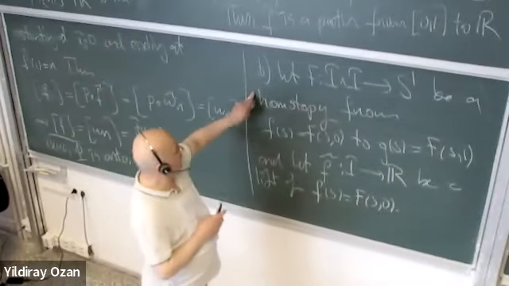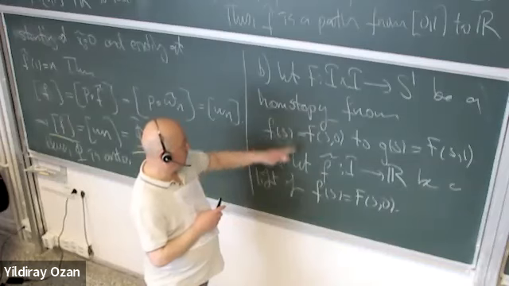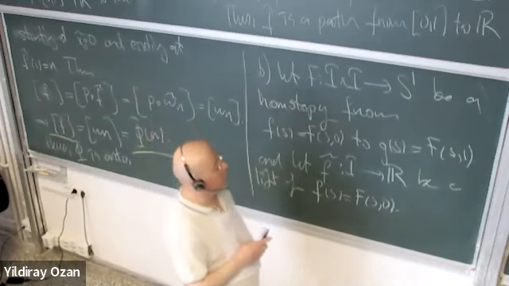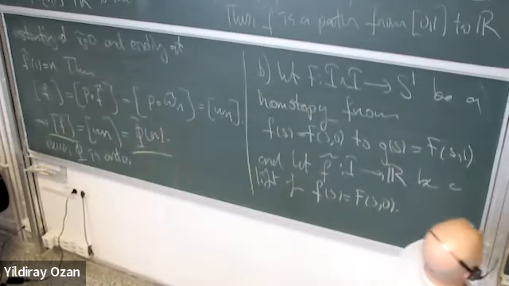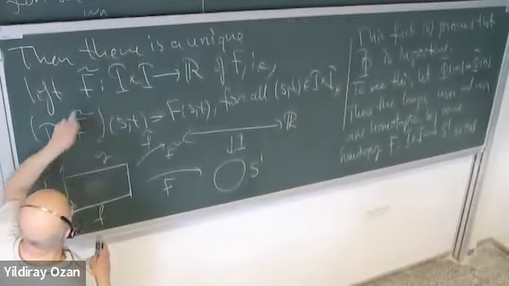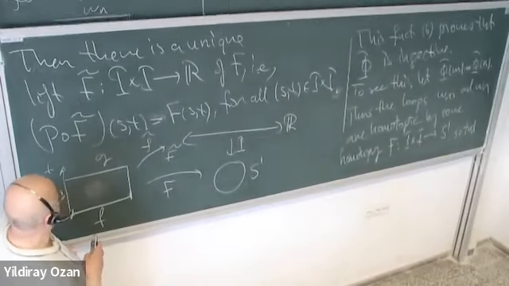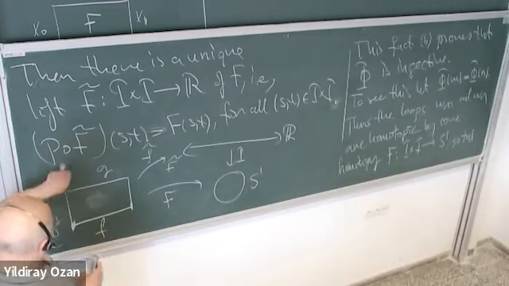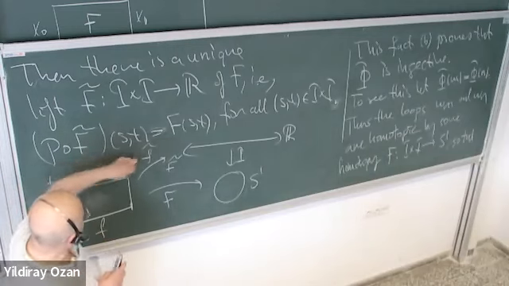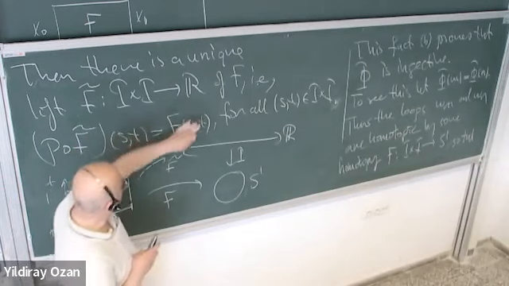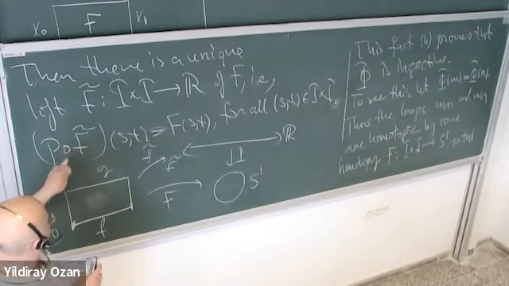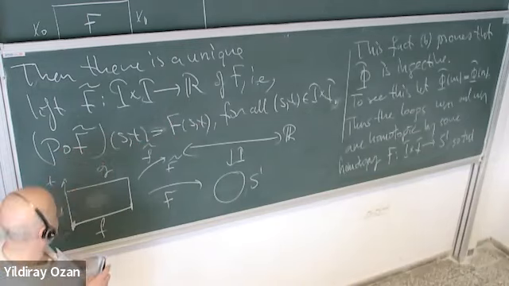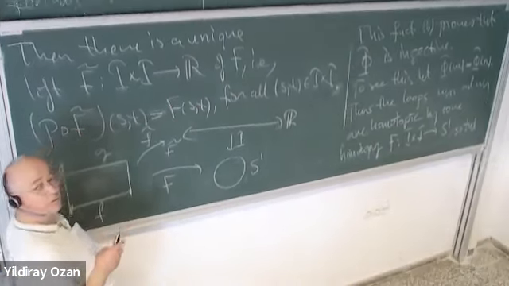If I have a homotopy between two functions, then this homotopy F has a unique lift F tilde. Lift means just, it's a function to R, so that its projection via P is just F itself.